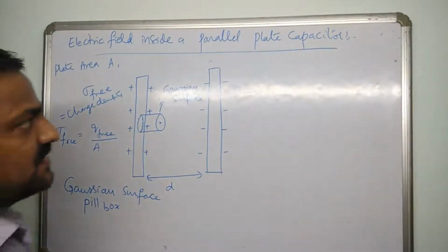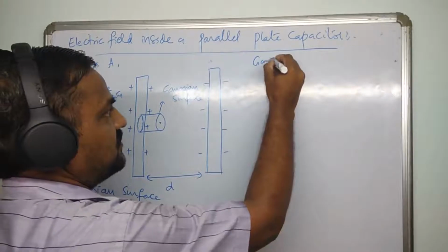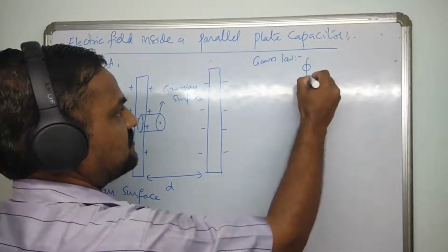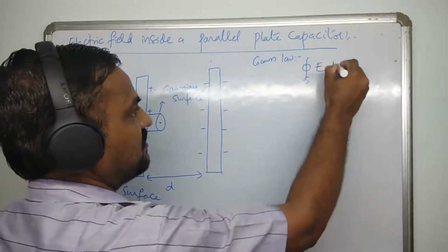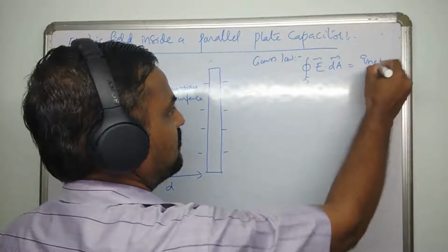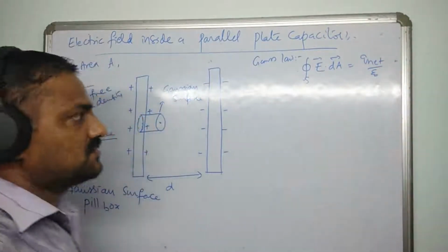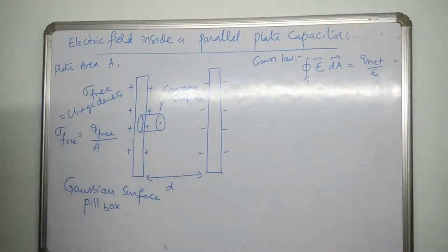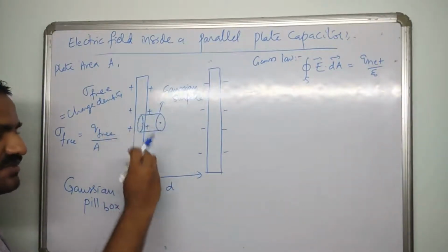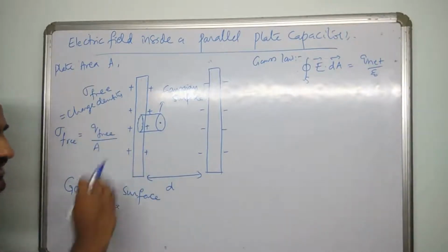Now what does Gauss law say? Gauss law, just now we have learned, implies closed surface integral E dot dA is equal to q net divided by epsilon naught. So if we apply this here, we have to estimate the electric flux through this surface. So this is our surface. It is enclosing some charge. It is enclosing some flux. It is giving some flux.